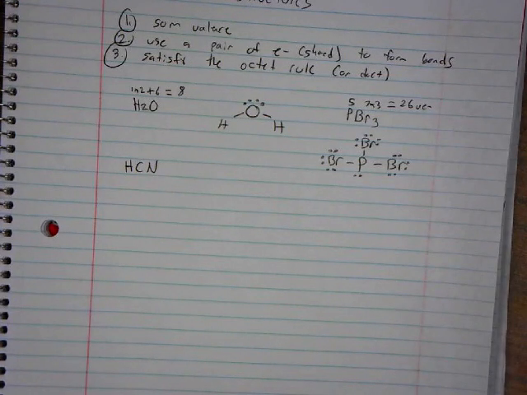Oh, because the one represents the shared pair. Yes. That's where you get it. Now, here's where it gets tricky.